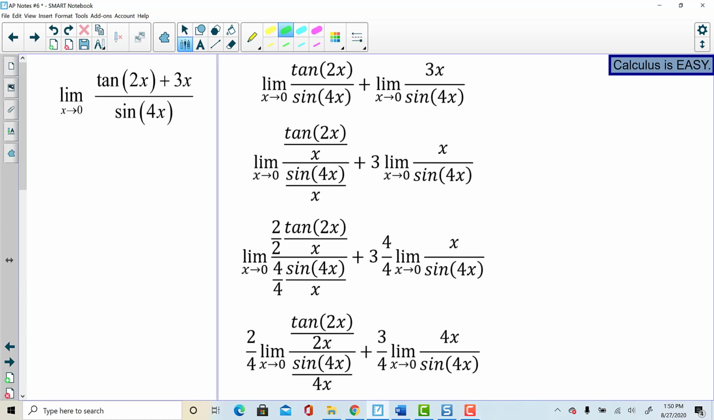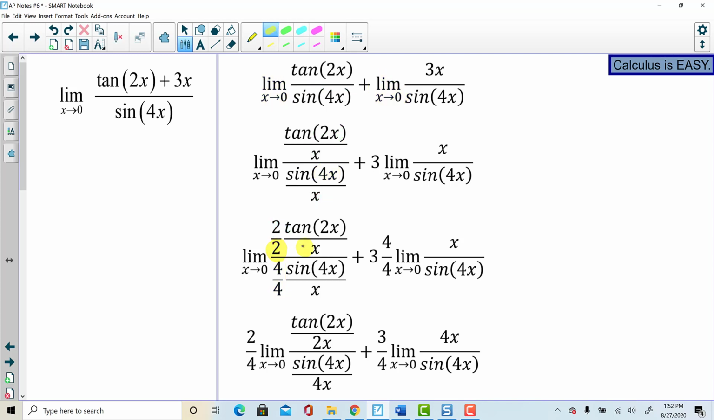Okay, for this example, the first thing we're going to do is separate this into 2 fractions. So we have this one, and we have this one. Okay, I want you to notice that they each get their own limit. And now we're going to multiply the top and the bottom of this fraction by 1 over x. So you'll have an x here and an x here. Now this angle is 2x, so I'm going to need a 2 right here. This angle is 4x, so I'm going to need a 4 right here. To make that happen, I'm going to have to multiply the top and the bottom of that one by 4, multiply the top and the bottom of this one by 2.